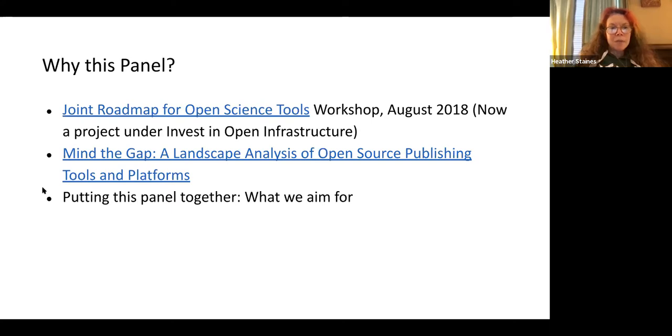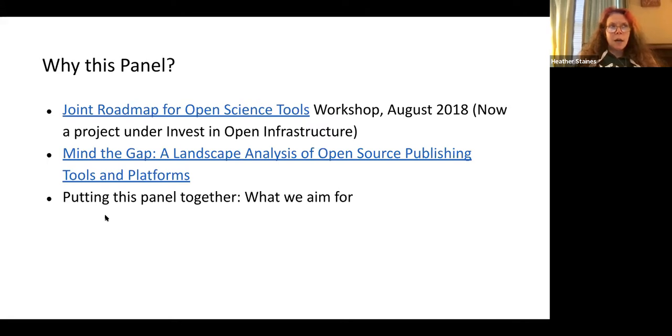The second impetus, from my standpoint, as to why this was a really critical topic to bring to you today comes from time that I spent at the MIT Knowledge Futures Group working on an open source platform called PubPub. At that time, MIT completed a Mellon-funded project called Mind the Gap, which was a wide-ranging landscape analysis of open source publishing tools and platforms. It's a fantastic report if you want to check it out. It also has a catalog of all of the different tools that were considered in putting it together.